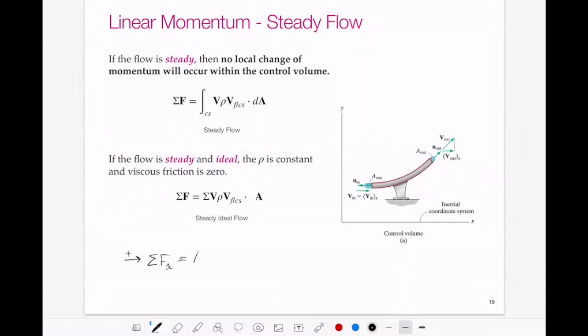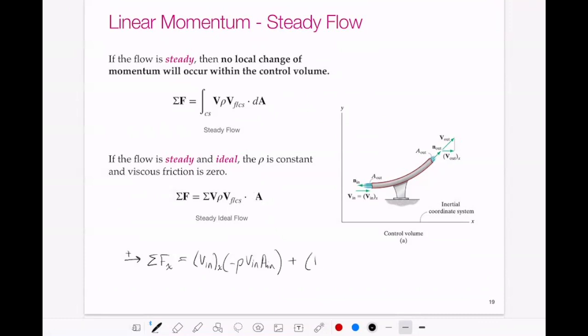So we have 2 points. Our first term, so we should have 2 terms, one for the inlet and one for the outlet. So we have V in x times minus rho V in A in. The dot product of V in and A in would be negative. So we have a negative sign there.